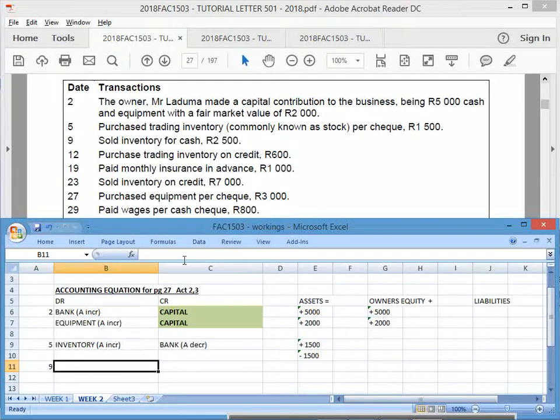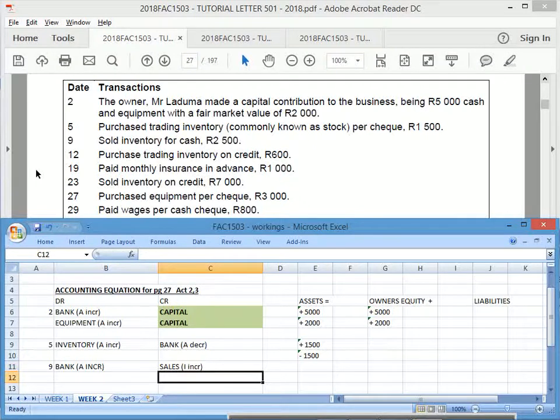Okay, let's do two more. Number 9, sold inventory for cash. If I'm selling inventory for cash, notice the word inventory is there, but that's not the focus. The focus is on the sale, because that transaction talks about a sale, not a purchase. So you need to identify what the transaction is actually focusing on. And if this is for cash, bank is going to increase.